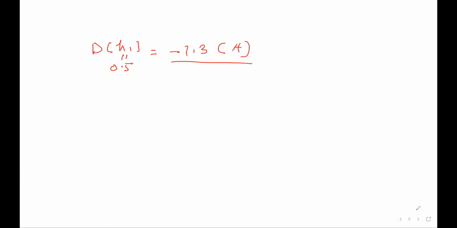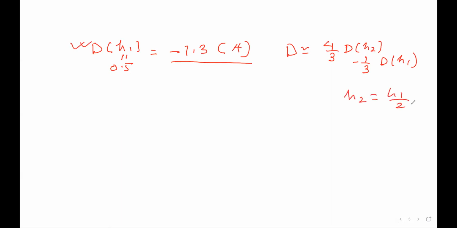Now, if you want to use the Richardson interpolation formula, your refined derivative would be equal to 4 divided by 3 dH2 minus 1 divided by 3 dH1, isn't it? Yes, sir. So our dH1 is calculated. This equation is derived with the assumption that your H2 is equal to H1 divided by 2. Now, in our case, your H2 would be equal to what? 0.5 divided by 2 is equal to 0.25, isn't it?